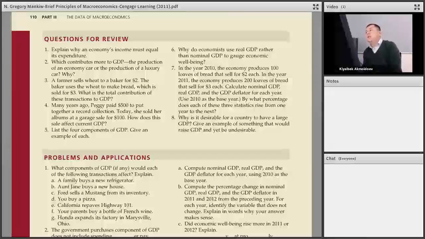In the year 2010, question 7, the economy produces 100 loaves of bread, sells it for $2 each. In the year 2011, the economy produces 200 loaves, that sell for $3. Calculate nominal GDP, real GDP, GDP deflator. Use 2010 as a base year. What percentage does each of the three statistics rise from one year to the next?